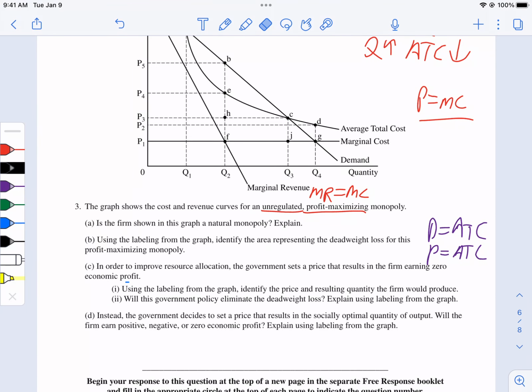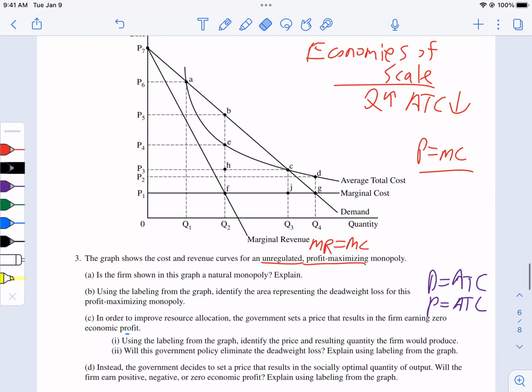Now, will this government possibly eliminate the deadweight loss? Well, here we go. So if you are at this price and quantity, are you at price equals MC? No. So did you eliminate deadweight loss? No. You still have this area right here, which is your deadweight loss. So the answer to this question would be no, because your deadweight loss is CJG.